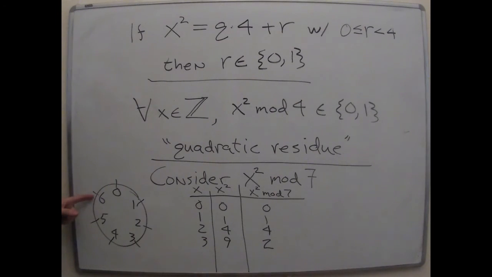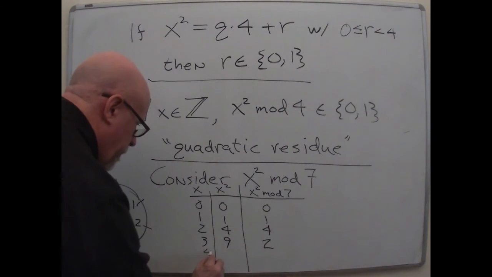Well, what do I get if I square 6? I know I could do this the hard way. I get 36, and that's just a little bigger than 35, which is a multiple of 7. But I'd rather think of it this way. 6 is the same as -1. And the square of 1 and the square of -1 are the same. That's what squaring does. It kills off the minus signs.